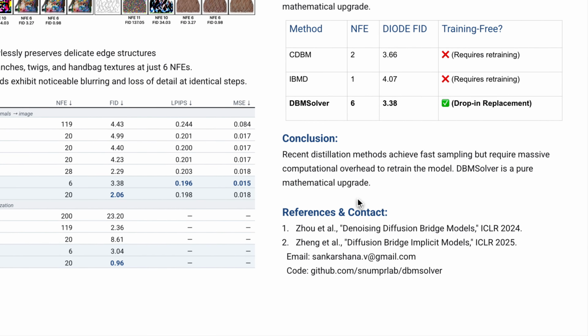So, in conclusion, by uncovering the semilinear structure of diffusion bridges and solving it exactly with exponential integrators, DBMSolver delivers state-of-the-art image-to-image translation results in as few as 6 steps with no training required.